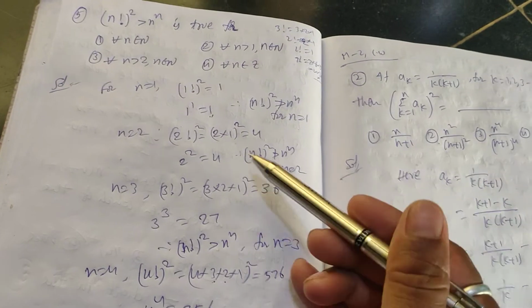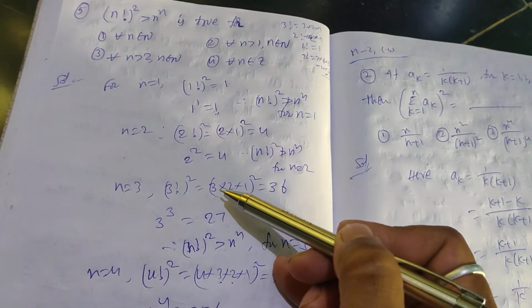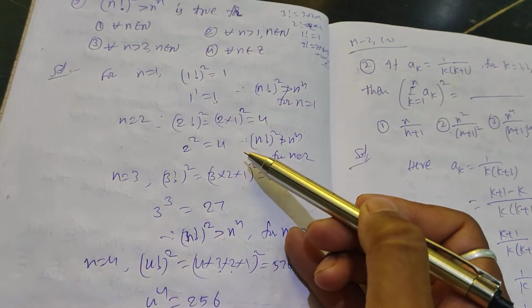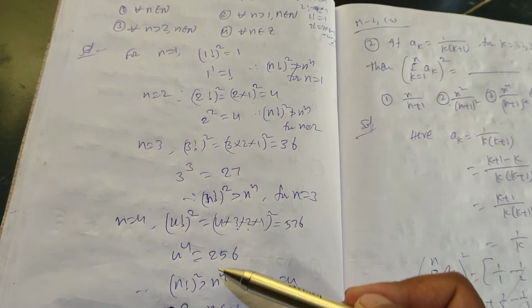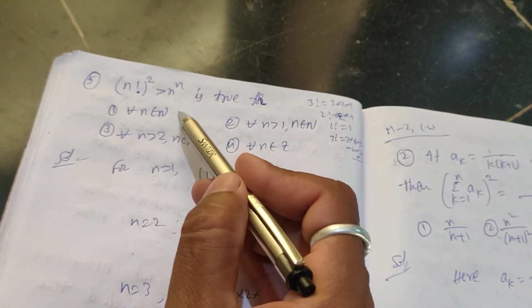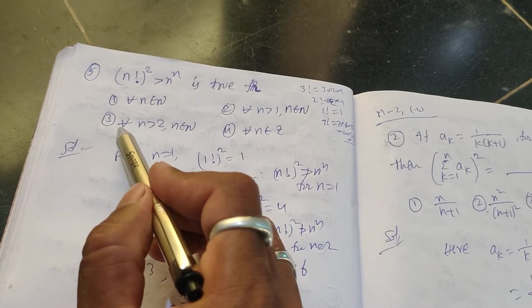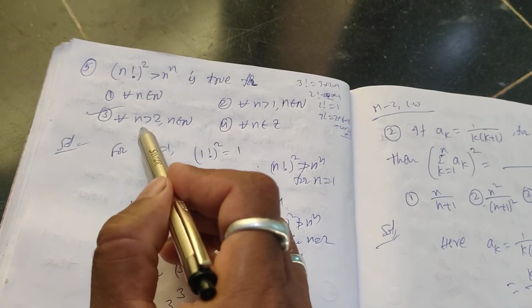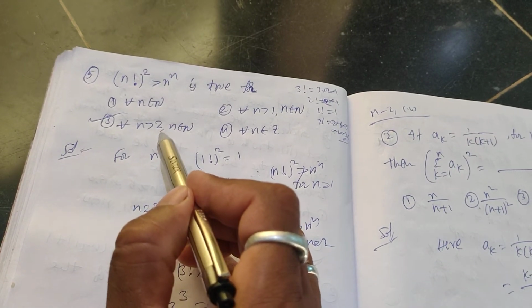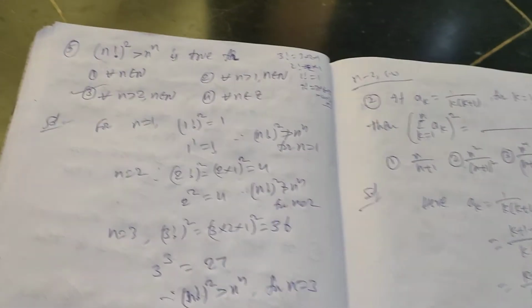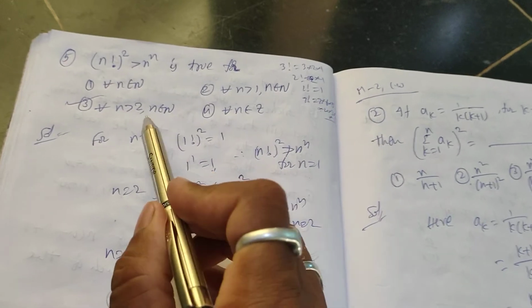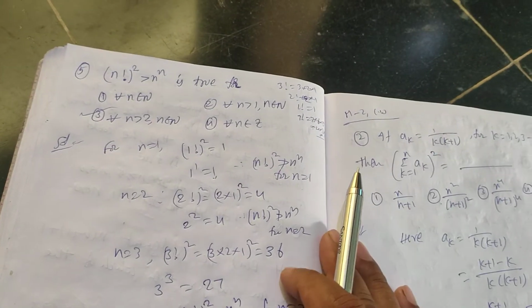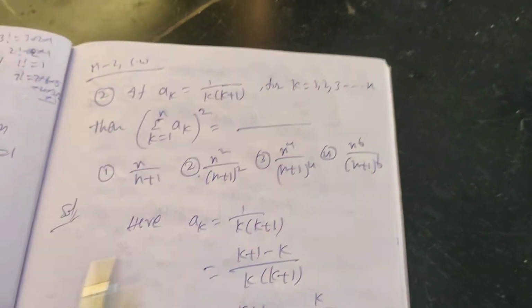That means up to 2 it is not possible, but after greater than 2, that means from n is equal to 3, you get the given inequality. So what is the answer? Third option: for all n greater than 2. Greater than 2 means after 2 what is the natural number? 3. From 3 it is possible. So third option.